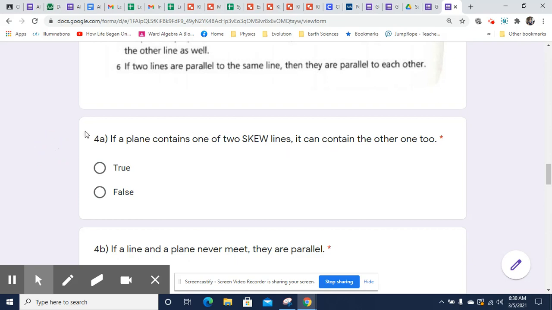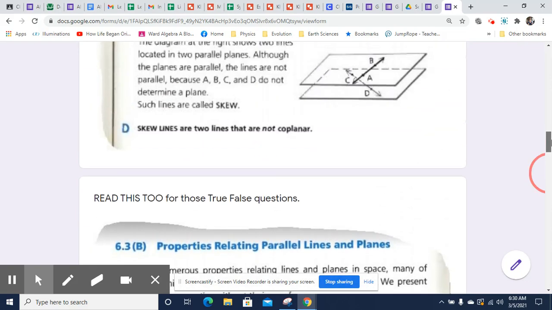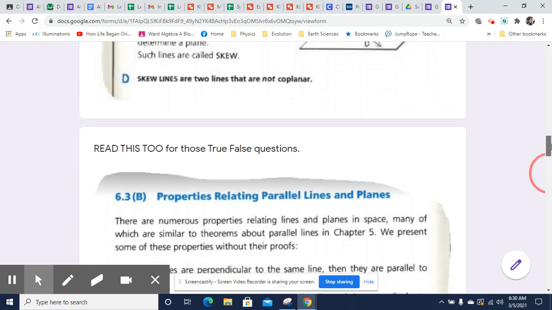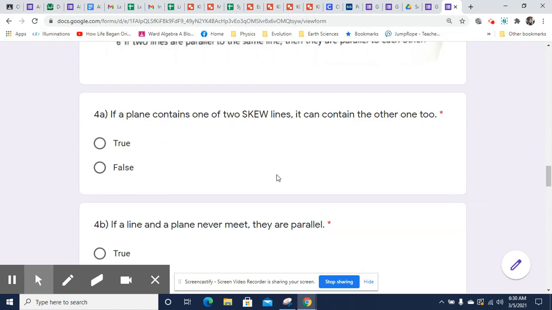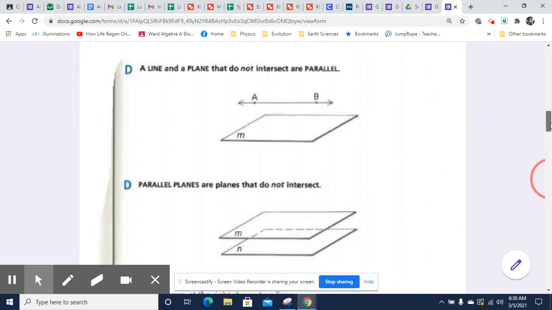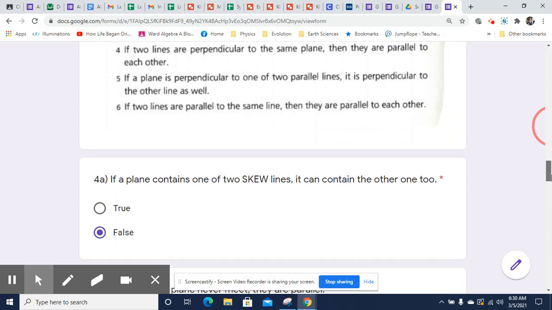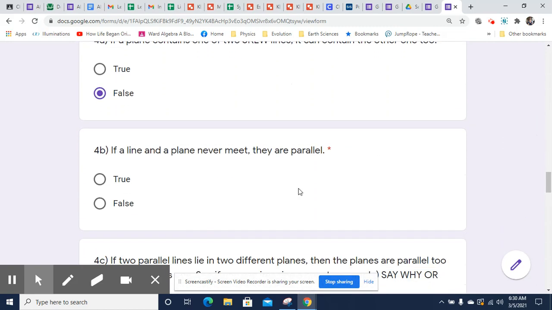Okay, so if a plane contains one of two skew lines, it can contain the other. So refer back up here to the comment about skew lines. Well, skew lines are by definition lines that are not coplanar, so that's false. If a line and a plane never meet, they are parallel. Well, we can refer back up here to this definition. By definition, a line and a plane that don't intersect are parallel, and definitions are reversible. So that is true.